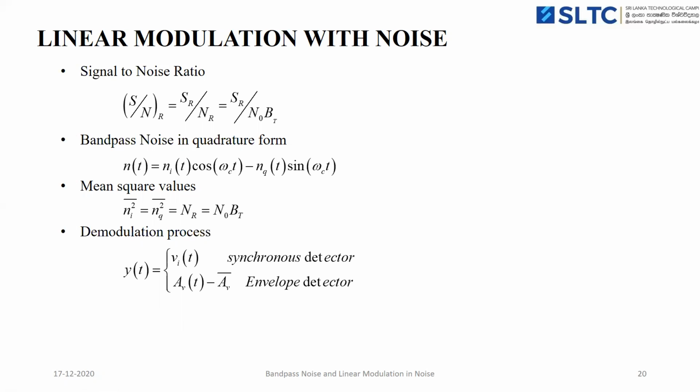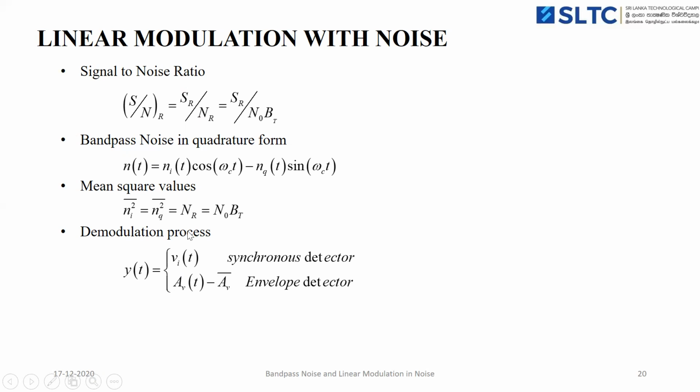So we can represent the bandpass noise in quadrature form, so that it has the in-phase component and the quadrature component. That is n(t). Then we can find the mean square value of the bandpass noise. We know the properties of the bandpass noise, so the mean square value of the in-phase and quadrature components will be equal to N_R. So N_R equals N naught times B_T. That is the received noise power. N_R, the received noise power, equals N naught times B_T.